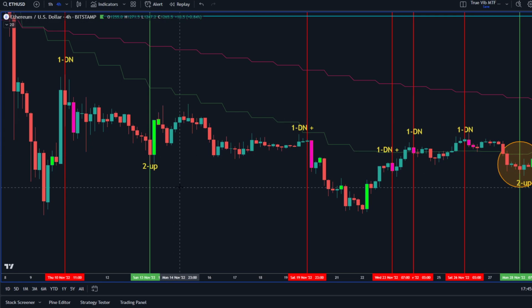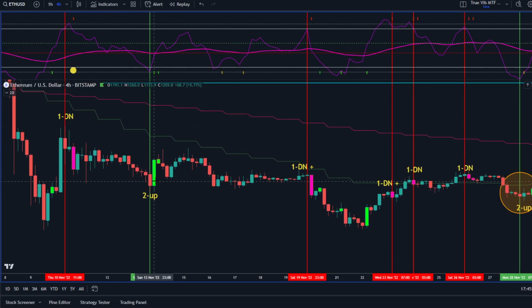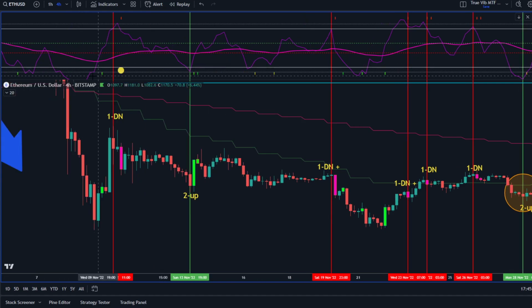Now, I do want to point out, because I did point out the 1 up and 1 down, what the 2 up is really quickly. All it is, is a reset that happens to occur at a higher low than the previous reset, right?